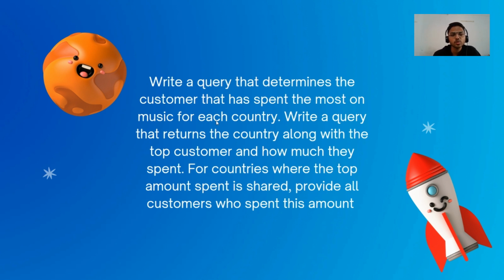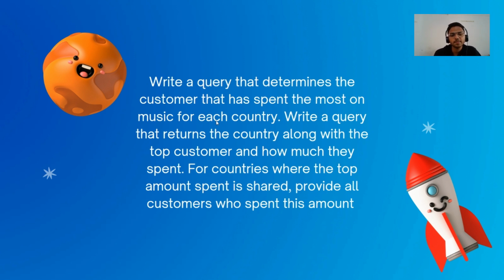So we need to write a query that returns the country along with the top customer. We will be sorting it in descending order by how much they spent. We'll be sorting it according to the total spend of each customer according to the country. For countries where the top amount spent is shared.